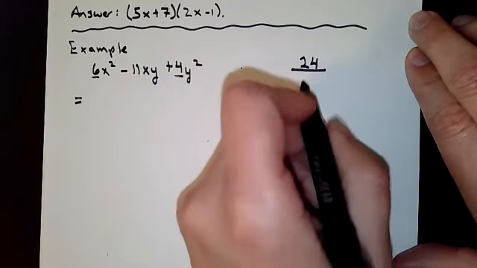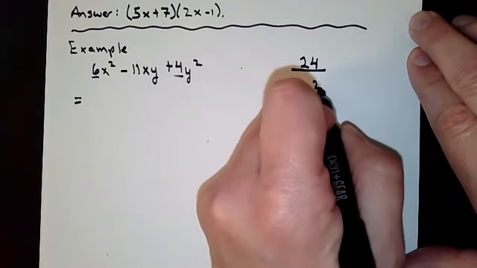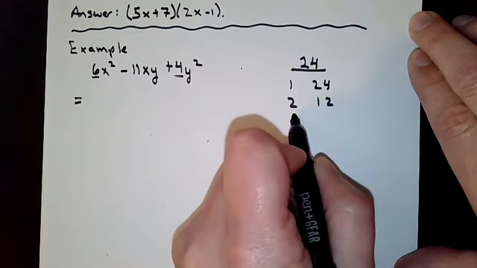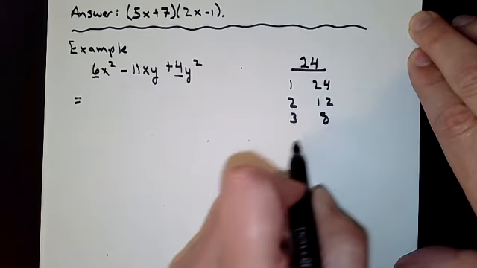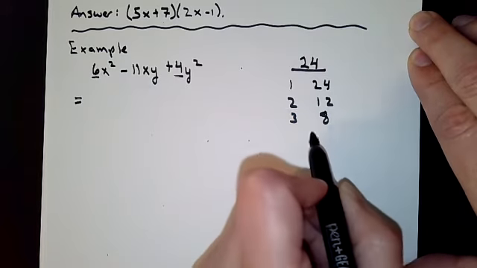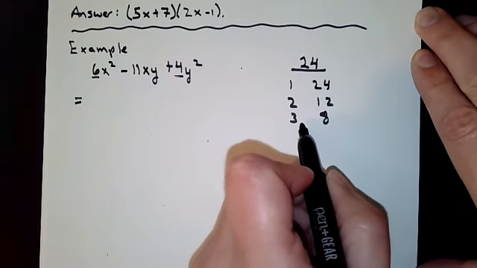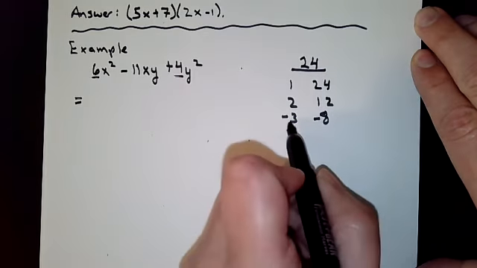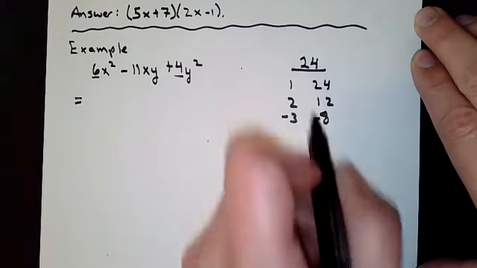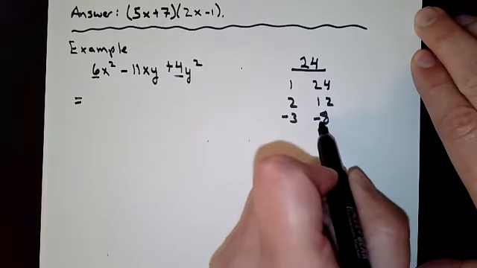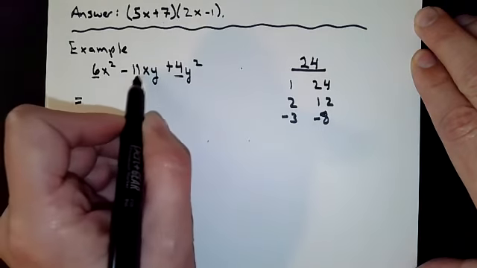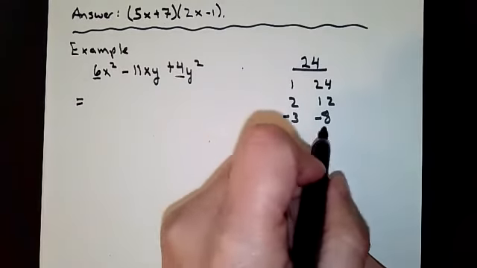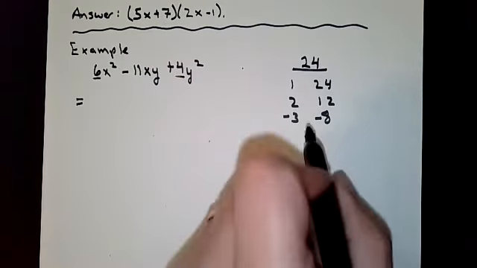So what are the possibilities here? Well, there's 1 and 24, 2 and 12, there's 3 and 8, and there's more, but I'm going to stop because I recognize that if I have a negative 3 and a negative 8, if I multiply negative 3 times negative 8, I get a positive 24. But if I add negative 3 and negative 8, I'll get a negative 11. Okay, so that's how we're going to split up the middle term with negative 3 and negative 8. And again, the order doesn't matter.